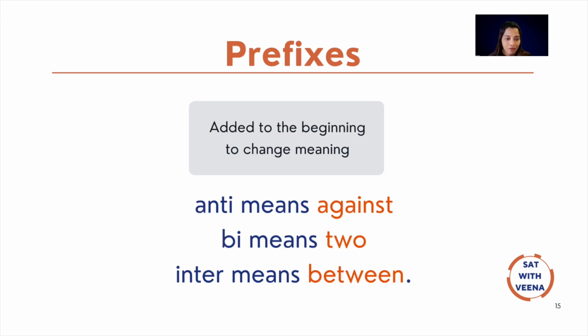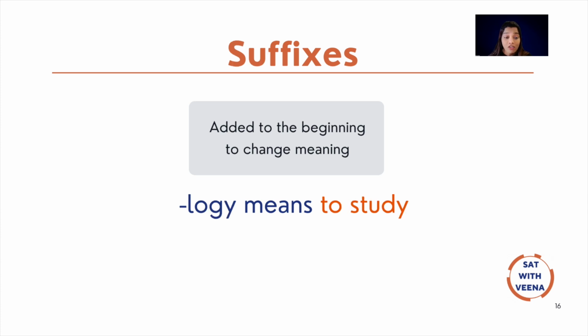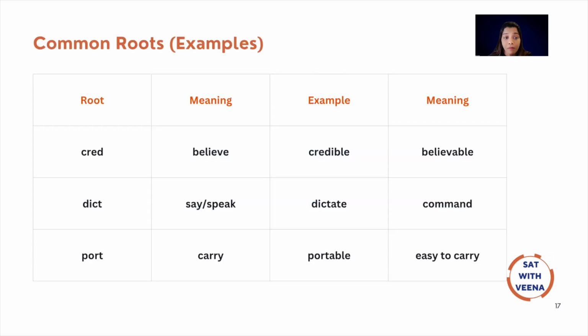Prefixes change meaning. For example, anti means against, bi means two, inter means between. Suffixes change the form of the word. For example, logy means to study. If you understand these patterns, you can often guess the meaning of unfamiliar SAT words. Now, let's look at some of the most common roots you'll see on the SAT.